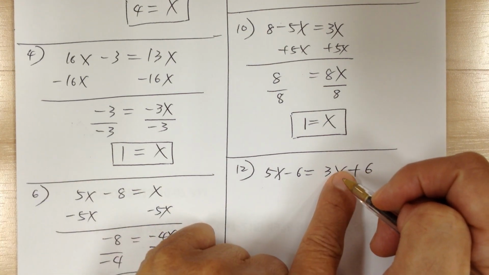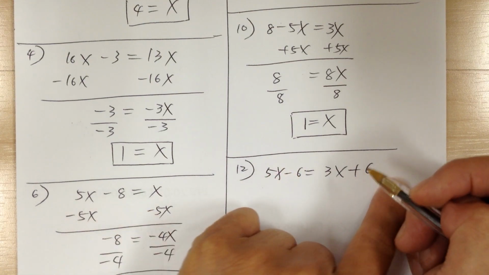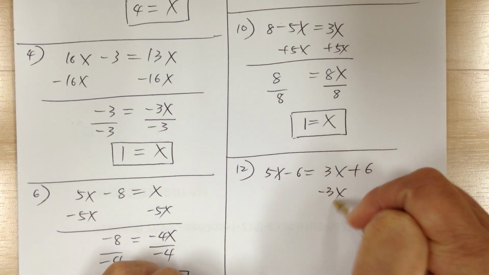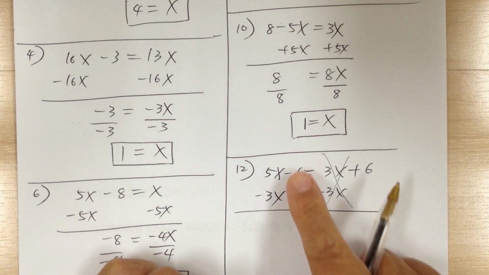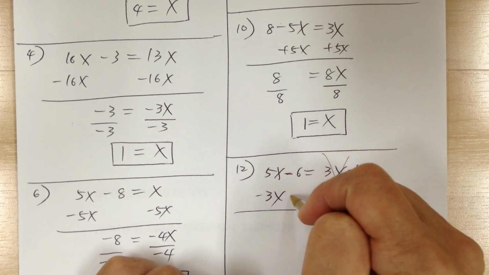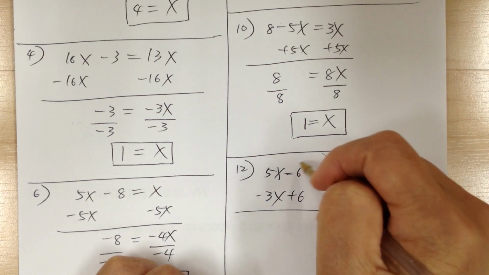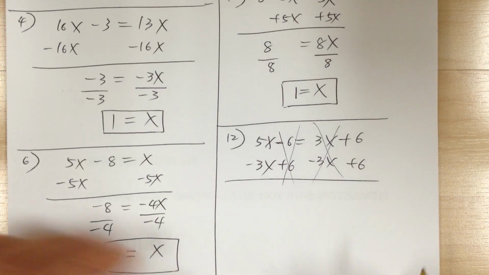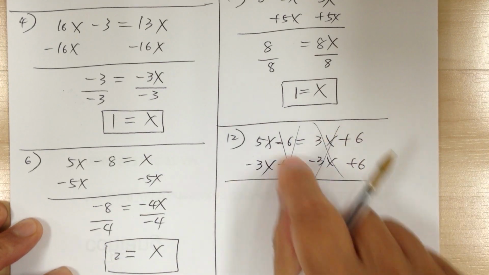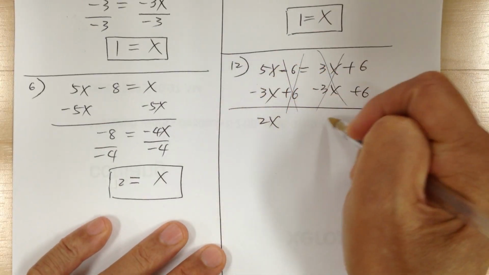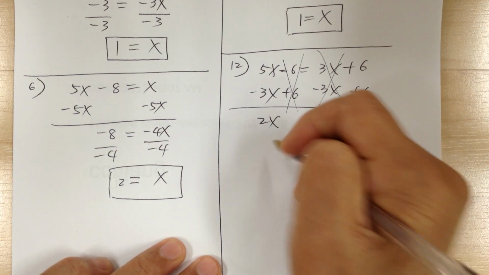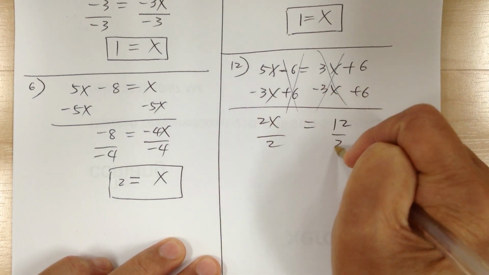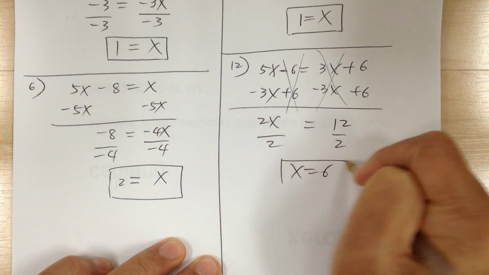So I'm going to move the variable to this side, and I'm going to move the number to this side. So minus 3x on both sides, so that this will cancel out. And I'm going to move this to this side, so I need to plus 6 on both sides, so that this will cancel out. So again, I'm moving the variable to this side, the number to that side. So I end up with 2x equal to 12. Then after that, I can divide both sides by 2, so x will equal 6.